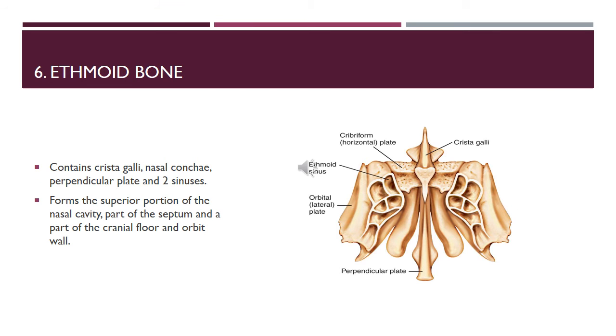The last cranial bone which we are going to discuss is the ethmoid bone. The ethmoid bone is a very small bone. This bone forms the superior portion of the nasal cavity and part of the nasal septum, and part of the cranial floor and orbit wall. It separates the nasal cavity from the brain and is located at the roof of the nose between the two orbits. It contains a crista galli, nasal conchae, and a perpendicular plate, and also has two sinuses which help to drain out the nasal cavity.